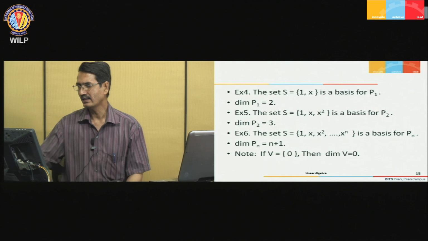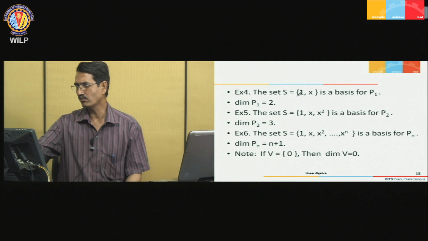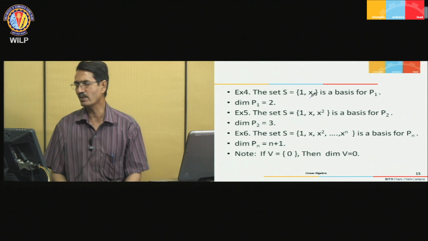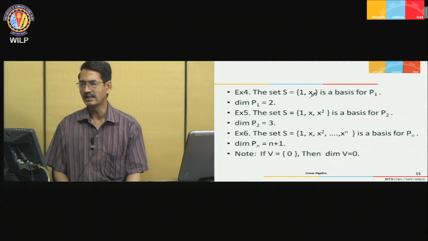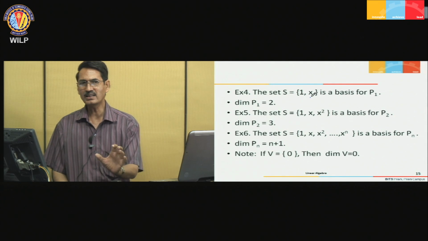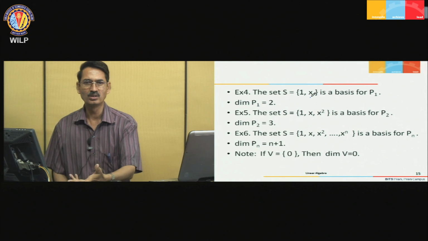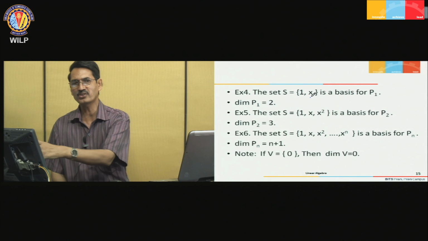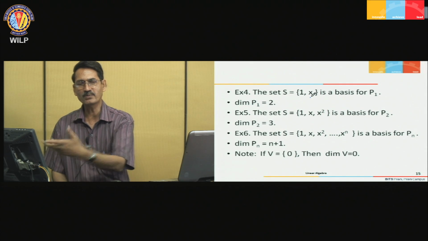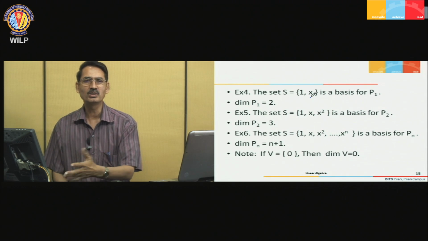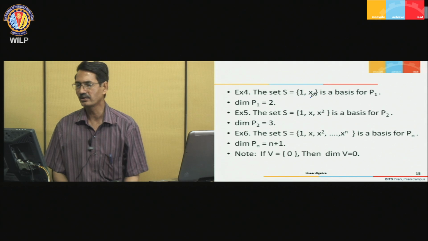Again, you can see that the set consisting of 1 and x is a basis for P1. P1 is the set of polynomials of degree less than or equal to 1. Why is it linearly independent? Because if you make the linear combination a into 1 plus b into x equal to 0, this is the zero polynomial, therefore a must be 0 and b must be 0, so this set is linearly independent.